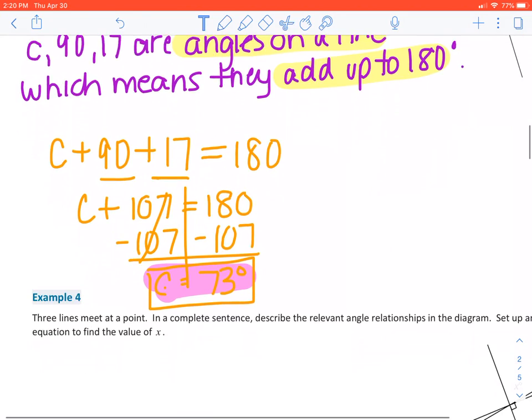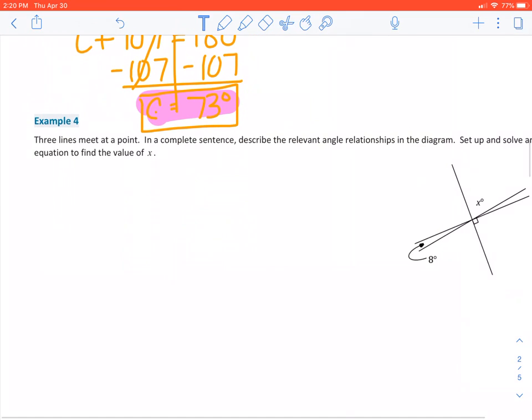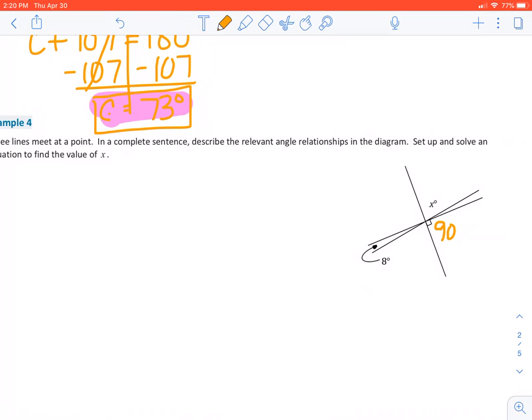All right, so let's go to example 4. All right, 3 lines meet at a point. In a complete sentence, we're going to describe the angle relationship in the diagram. So once again, I see that 90-degree angle. I'm going to fill that in. All right, so here I don't have a straight line yet. We have lots of straight lines. If I look at this line right here, I have this angle X. I have this 90, but I don't have this little sliver here. I don't know what that is yet.